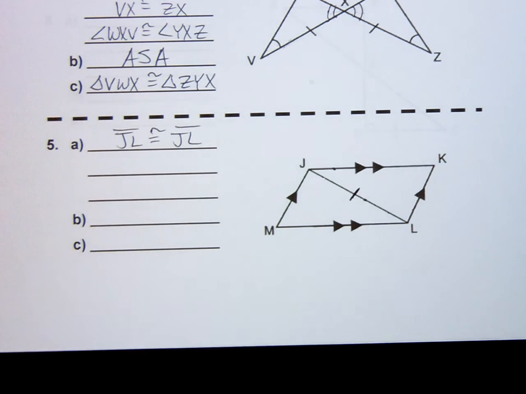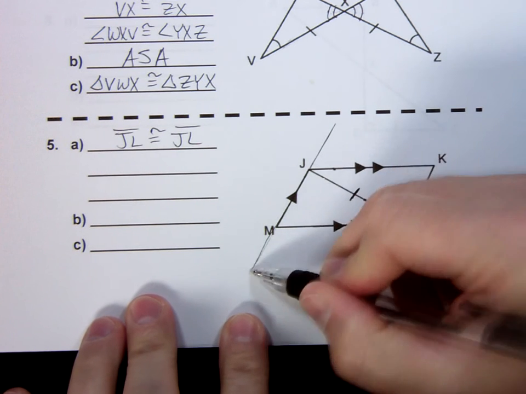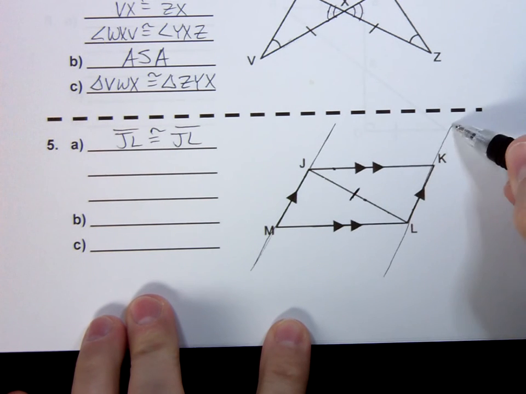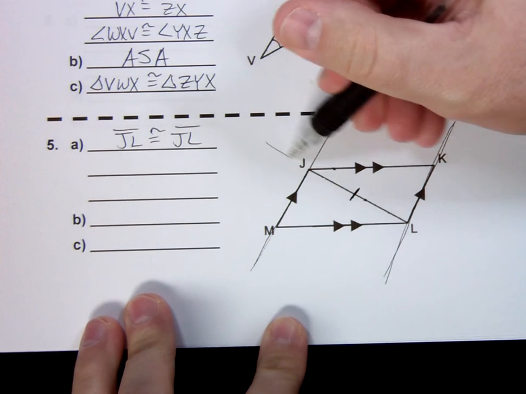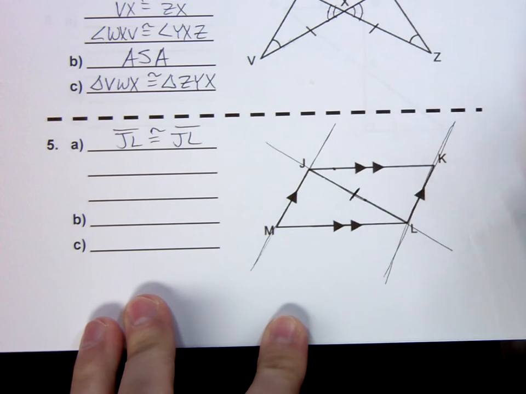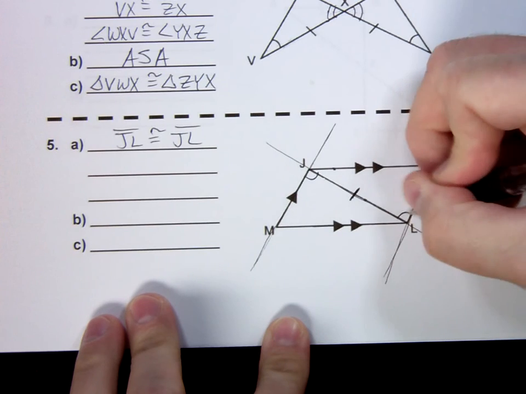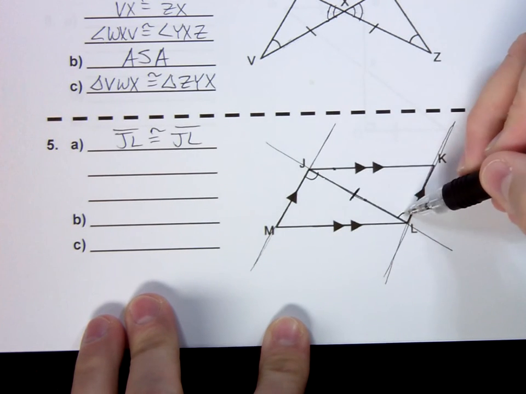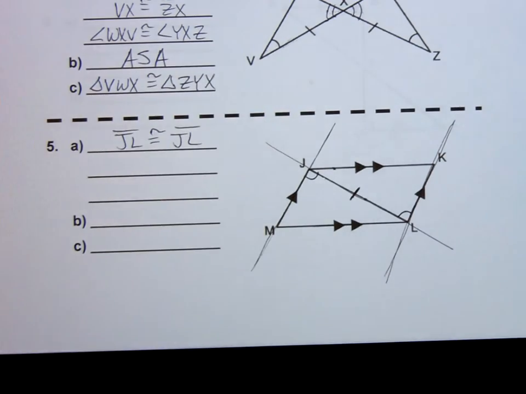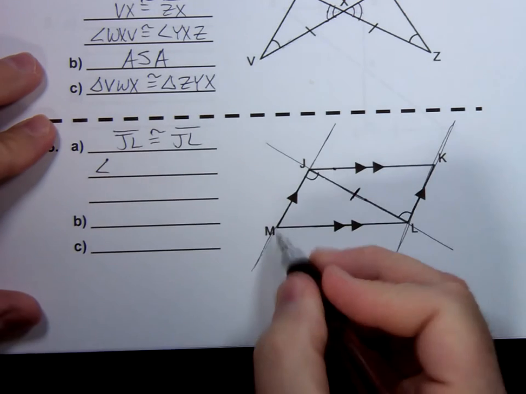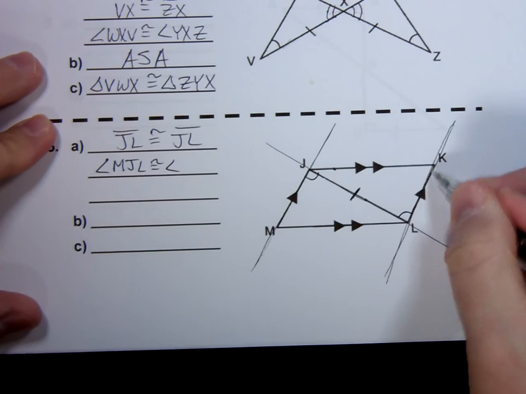Well, some of y'all might find it helpful to extend the lines and see it more the way it was when we first learned it. We got two parallel lines. Here is a transversal. And hopefully you can see a pair of alternate interior angles. They're on different sides of the transversal, and they're in between the parallel lines. Those are alternate interior angles. So we can say angle MJL is congruent to angle KLJ.